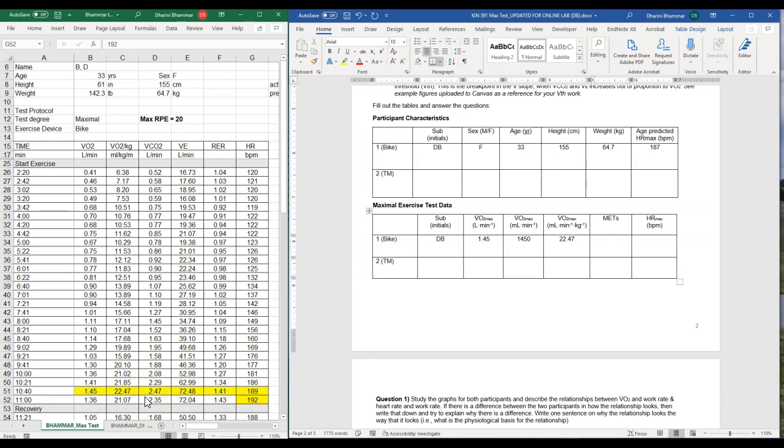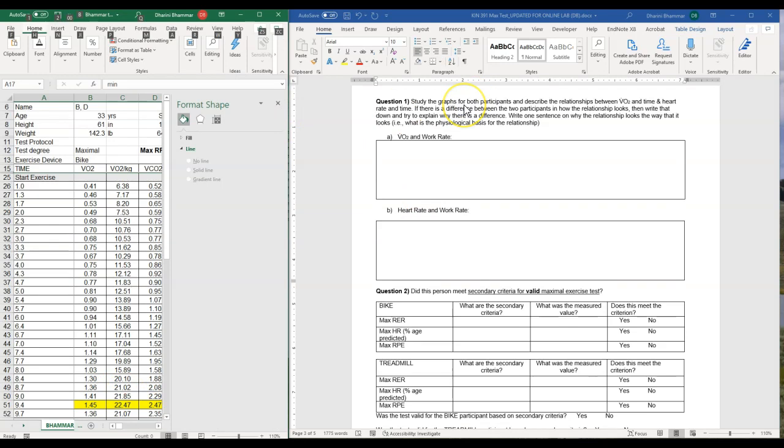And then METs you have to calculate: you'll do 22.47 divided by 3.5. And that's going to be 6.42. And then heart rate max is 192 beats per minute. So for everything except for heart rate, you will take it from the same line as the oxygen uptake. Only for heart rate you're looking to see if there's a higher one either before or after the selected interval.